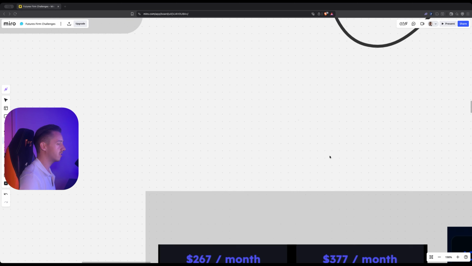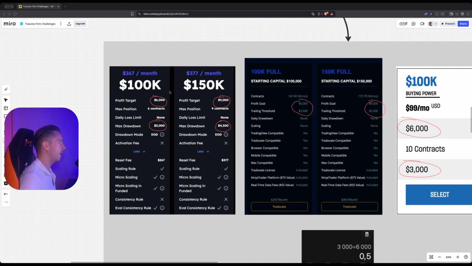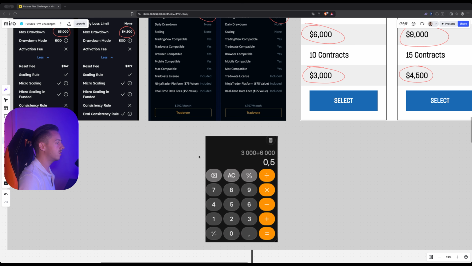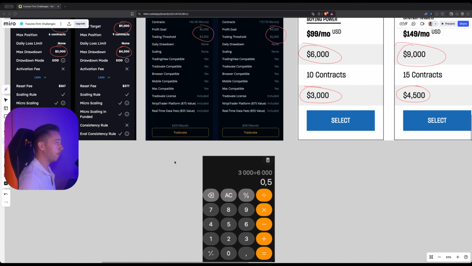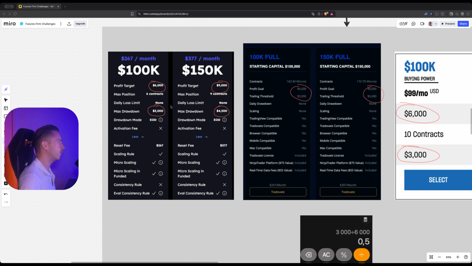Now, let's take a look at some examples. As you can see here, these 100K accounts have a profit target of $6,000 and a max drawdown of $3,000, which if you divide $3,000 by $6,000, you get a 0.5 profit target to drawdown ratio. Now, you might look at this and think, this is not too bad. 0.5 is actually half. I got half of the drawdown of my profit target.